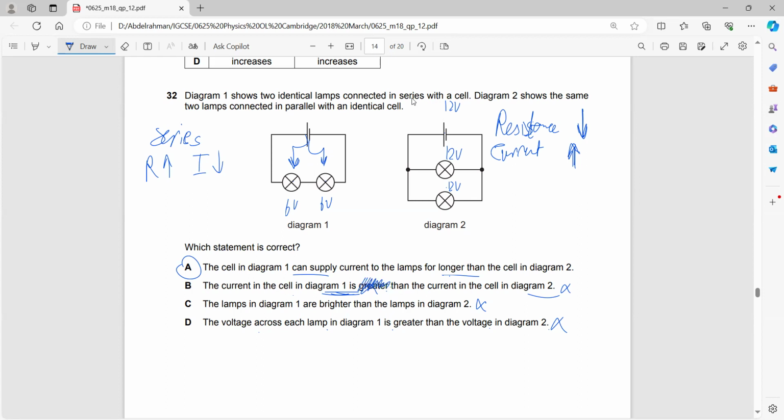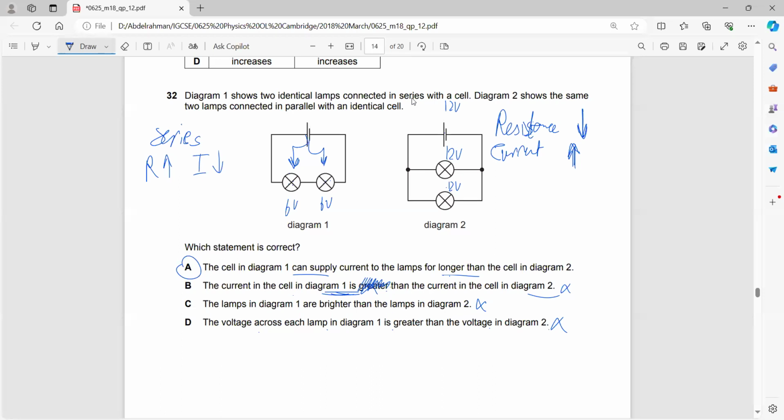Again, because we added up the resistors. For example, if this was 10 ohms and the other one was 10 ohms, you just add up the resistance, and the total resistance would be 20 ohms. When you increase the resistance, the current decreases. So in diagram 1, the resistance was more and the current was less.